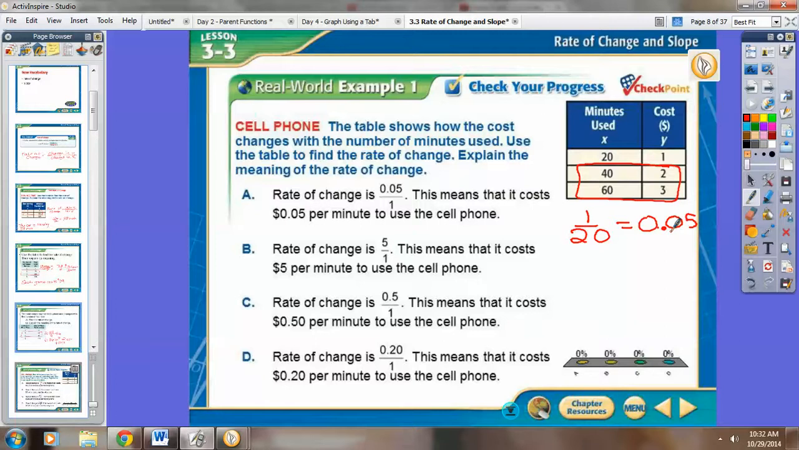So to answer this question here, explain the meaning of the rate of change, what would we say? 5 cents every minute. 5 cents per minute. It costs 5 cents per minute to use the cell phone.